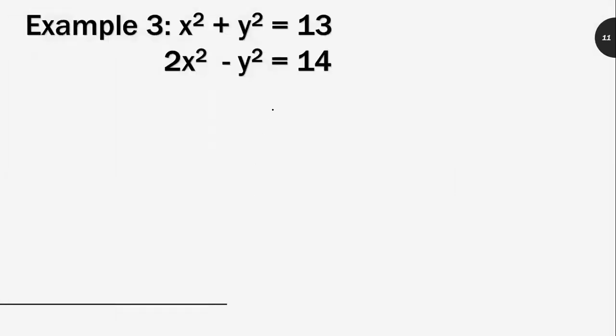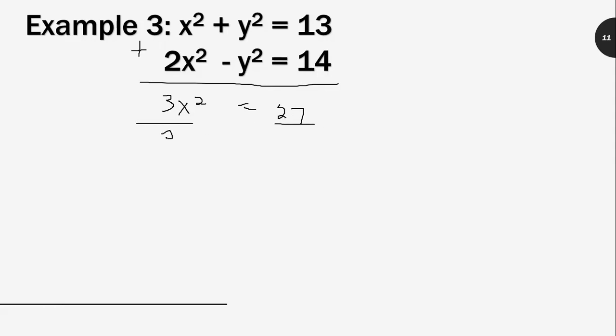Example number 3. X squared plus y squared is equals to 13, and then 2x squared minus y squared is equals to 14. In example number 3, no need to multiply. As you can see, y squared, same na po sila. Or pwede, opposite na po sila. I mean, pwede na pong i-cancel out or 0 na po. Plus po natin, x squared plus 2x squared is 3x squared. Then, 13 plus 14, we got 27.